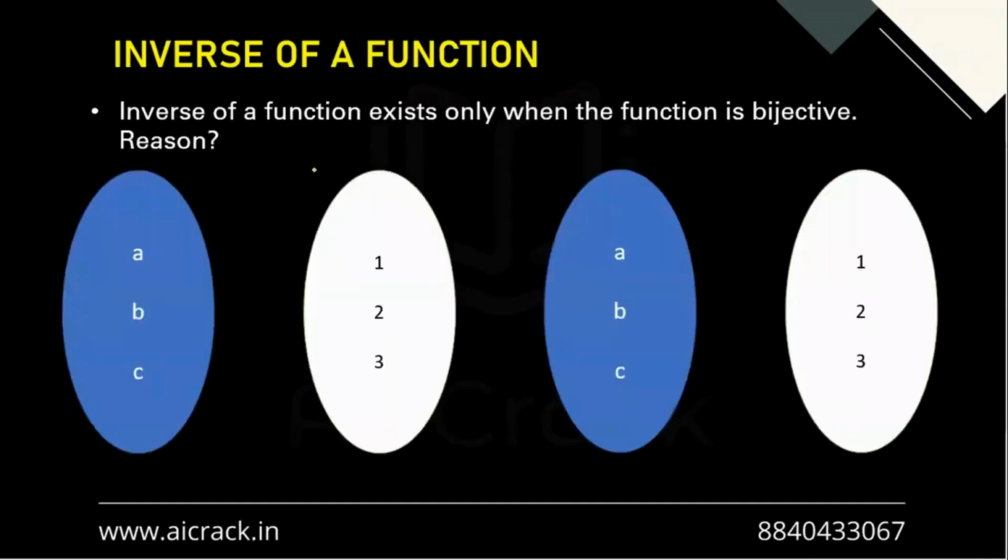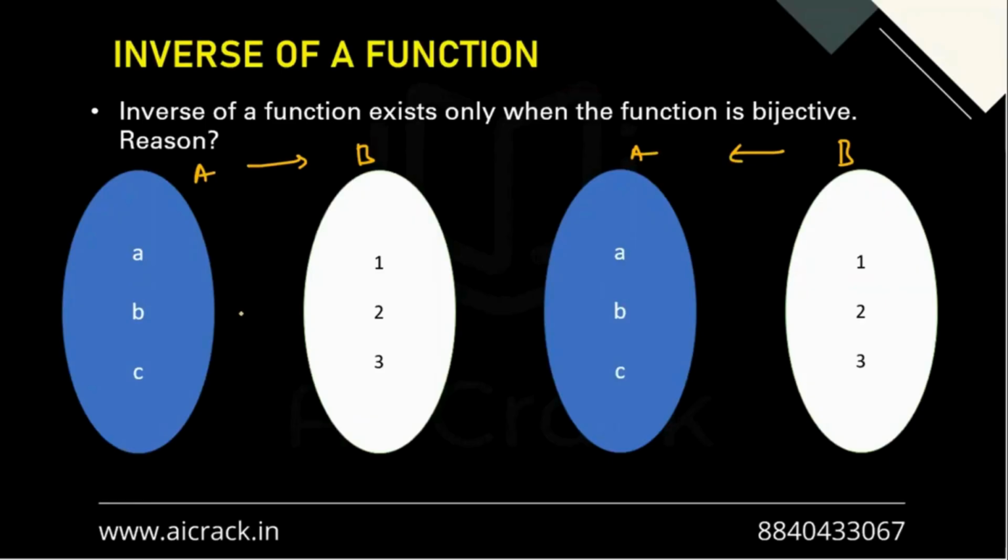So let's take an example again. This is our set A, this is our set B. Now let's say this is the inverse function, so we are defining it from B to A. We talked about inverse relations in our previous lecture, right? So we just change the direction of the arrows.